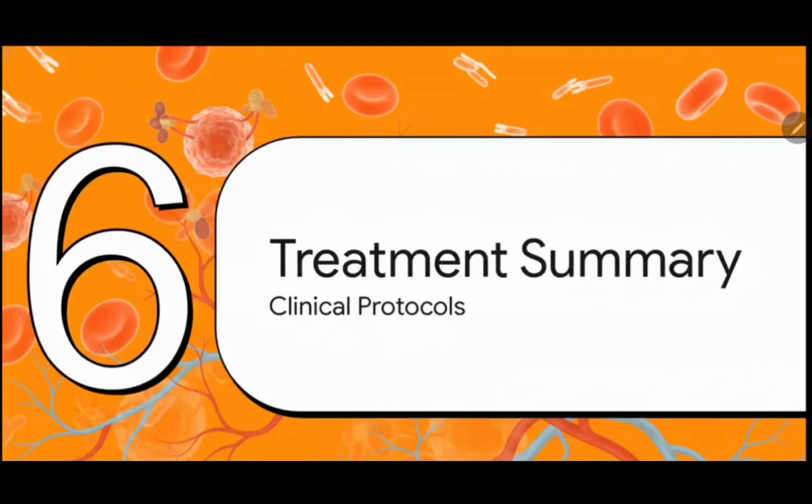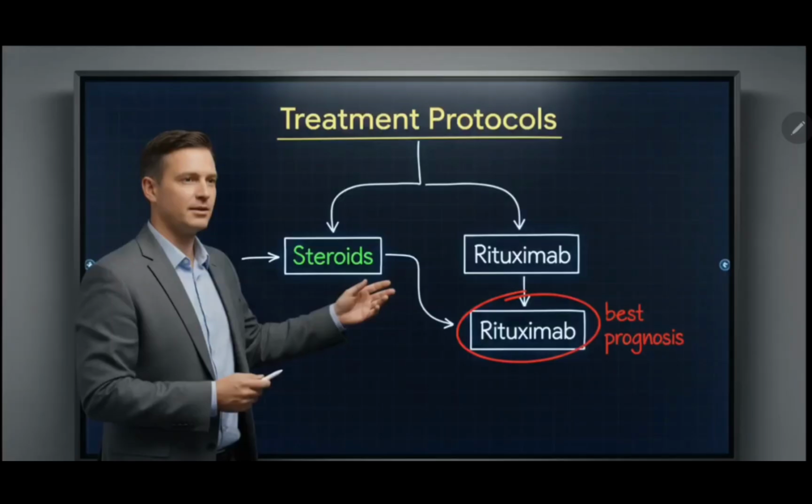Section 6. Treatment and high-yield summary. Okay, let's bring it all home and look at the clinical protocols to actually manage the patient sitting in front of us. The treatment strategy completely diverges depending on your diagnosis. For warm AIHA, the absolute first line of treatment is steroids. You hit them with 1 mg per kilogram per day for about 4 weeks and taper it down slowly.